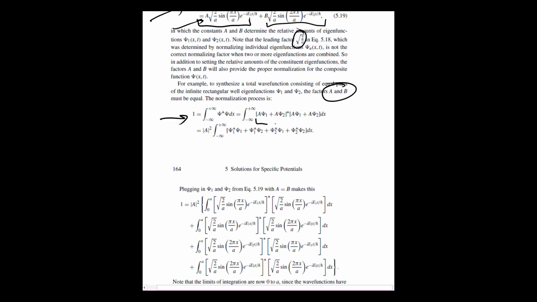Now notice I've written A for the ground state and A for the first excited state because we're saying they're equal. There's psi star, there's psi. When you multiply them together, look at what happens. You get the square magnitude of A out front because that's present in every term. But when you do these multiplies, you get a psi 1 star psi 1, and a psi 1 star psi 2, and a psi 2 star psi 1, and a psi 2 star psi 2.